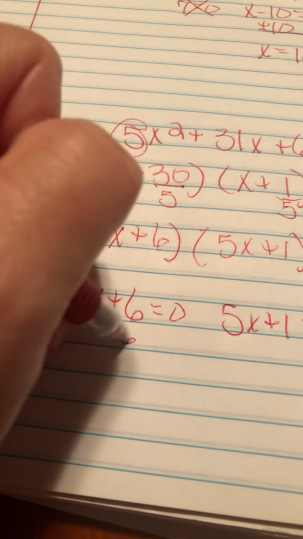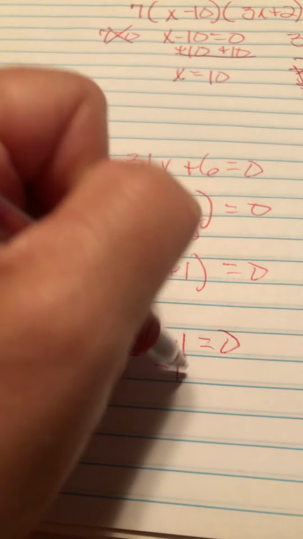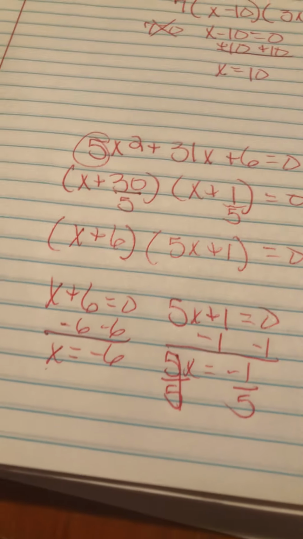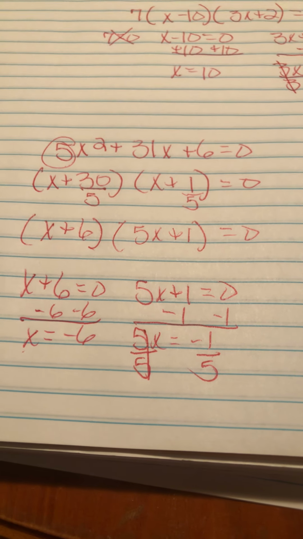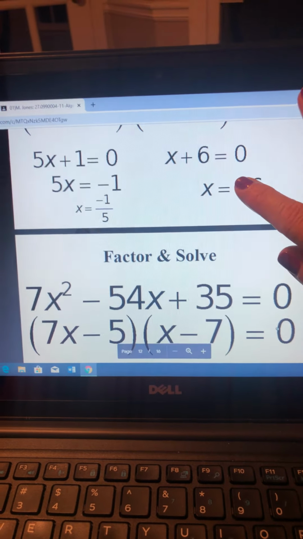Now my next step is I'm going to set each factor equal to 0. So we would subtract 6. And then here we're going to subtract 1. We get 5x equals -1, and then divide by 5. And x equals 1/5, and that would be your solution. So that's how you work that one. Okay, so now we're going to scroll on to the next one here.